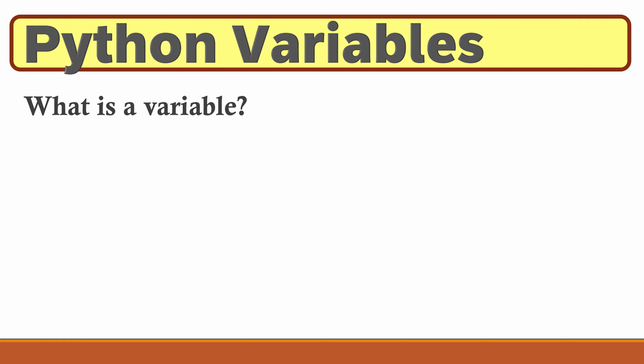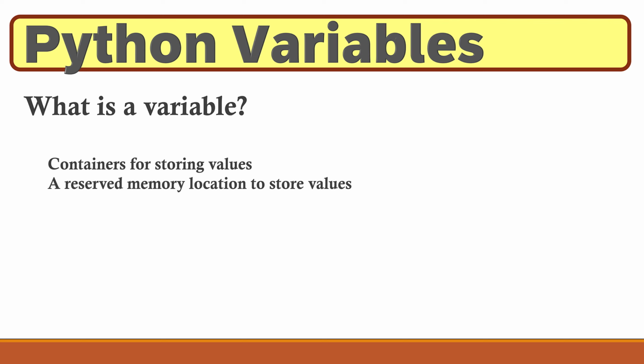What is a variable? A variable is a way of storing a value, and you can see it as a container which holds that information. And then we can use these variables that hold values in our Python scripts. And technically speaking, it's a reserved memory location for that value.